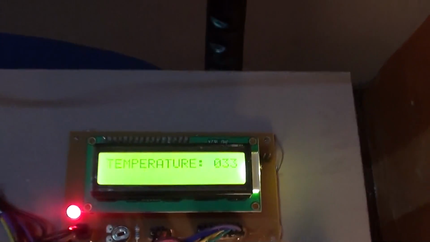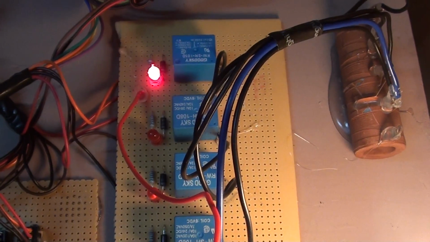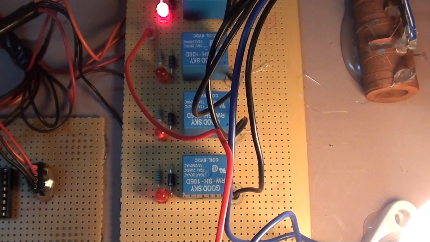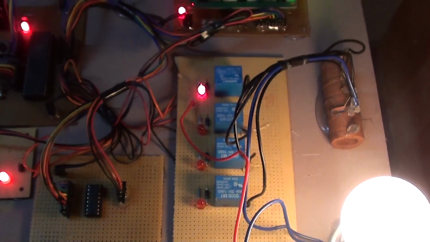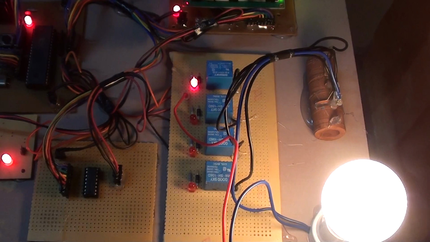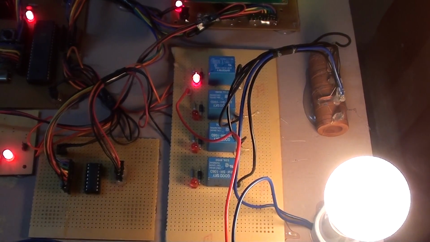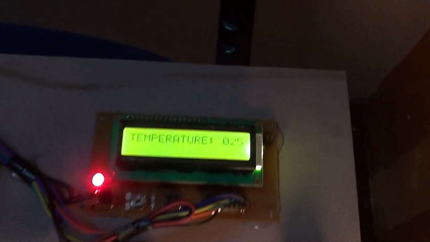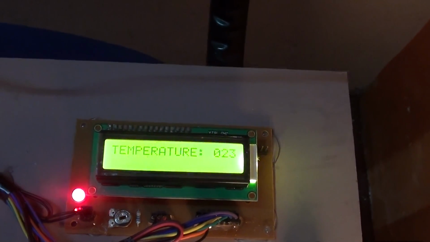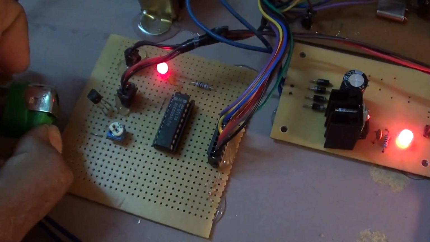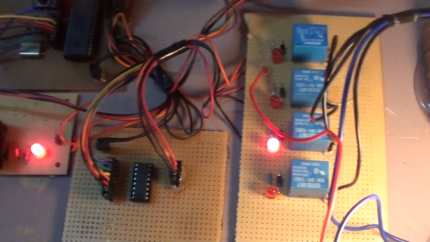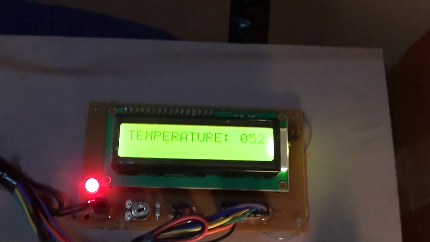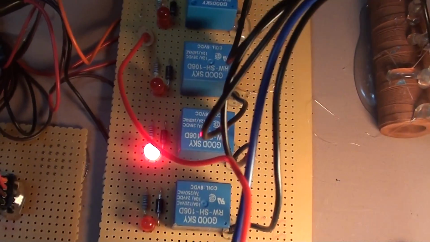You can observe the temperature here, 33. At 33 the first relay is on, at 40 the second relay, at 50 the third relay, and at last at 60 the fourth relay. Now this will be off when the temperature reaches 15 degrees. Now again I am showing the output here. You can see the temperature is 52 and the third relay is on. Like this we can show the output.